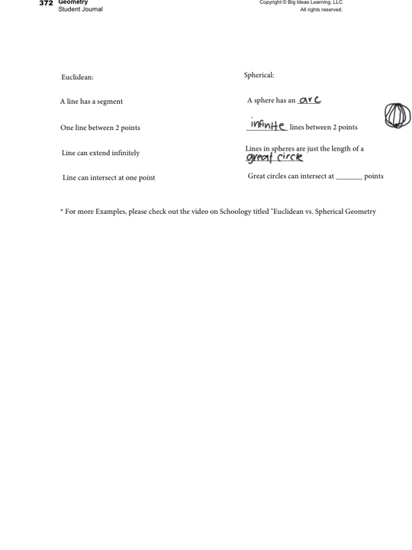Okay, a line can intersect at 1 point. So in Euclidean geometry, that's the case. But in spherical geometry, if you have 2 great circles, they're going to intersect at exactly 2 points, right? You've got one up here and also one down here. So they intersect at 2 points and exactly 2 points.